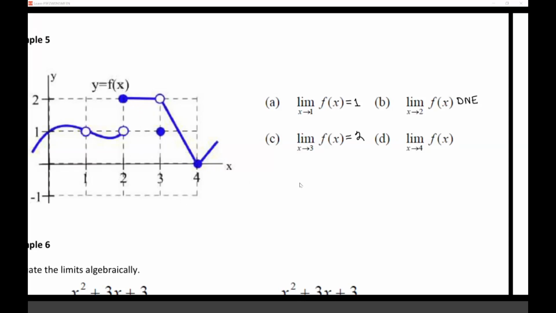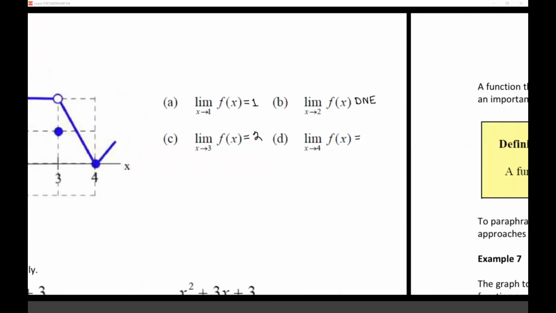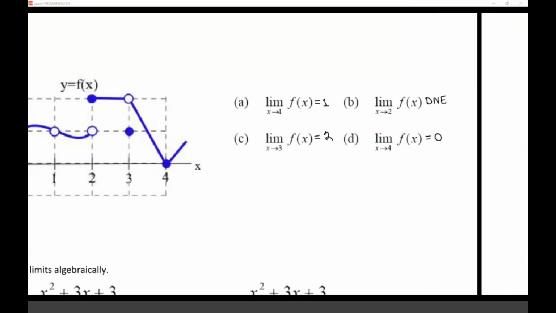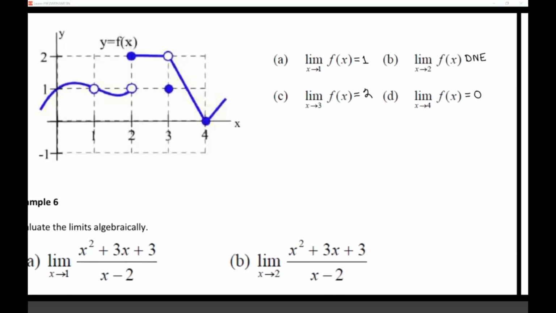Last one. As I approach x equals 4 from the left, I'm approaching y equals 0. As I approach x equals 4 from the right, I'm approaching y equals 0. So the limit value is 0. Also, since I have a solid dot right here at (4, 0), that's also the function value. f of 4 is 0. So this is kind of a grab bag of all different types of limits.